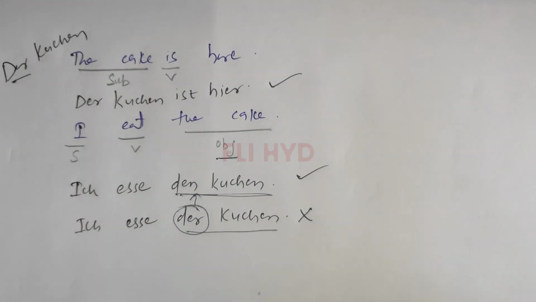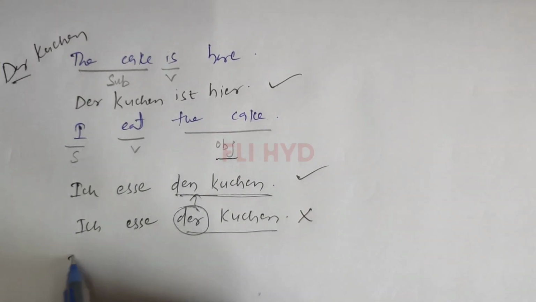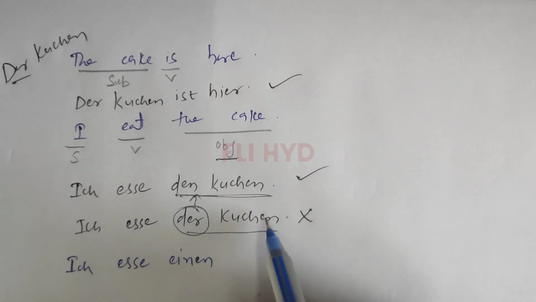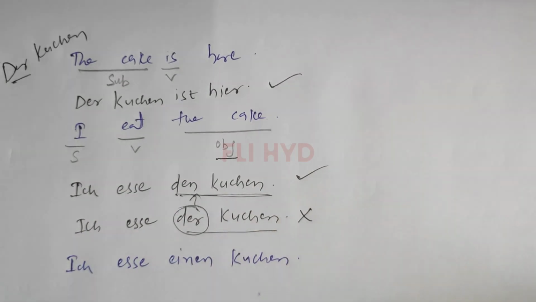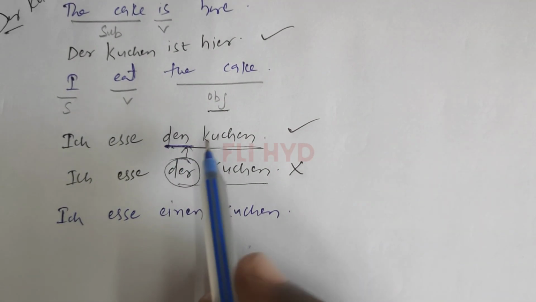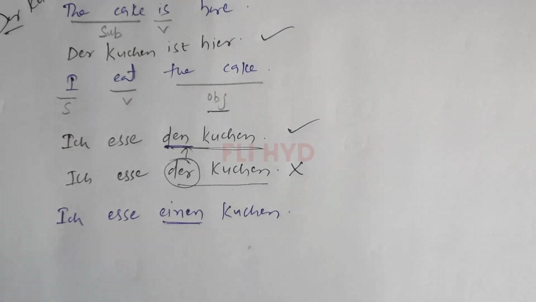The same thing, I eat a cake, for example. In this case, we write ich esse ein, but in an object place, accusative, Kuchen is masculine. So ich esse einen Kuchen. I eat a cake. So that is the difference. Den Kuchen, the cake. Einen Kuchen, a cake.